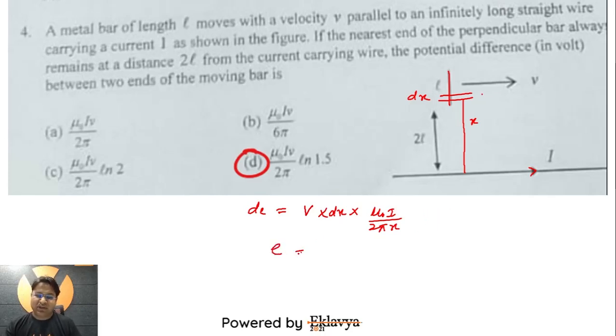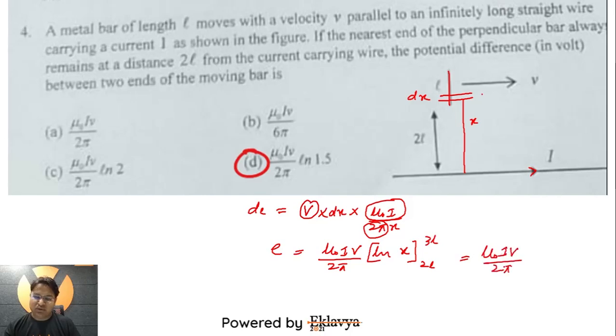To get the EMF, we just need to integrate this expression. So mu naught IV, these are all constant quantities which are not changing on changing the element. 2 pi is also constant. So we will be left with ln x, and the limit of x changes from 2L to 3L. So it becomes mu naught IV by 2 pi into ln 3 by 2. So we should be searching for such an option, and option D matches with this one. So option D will be the correct answer for this question.